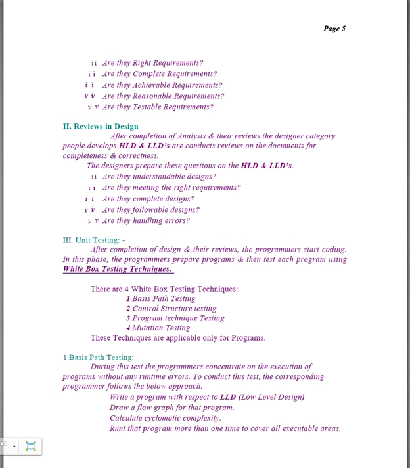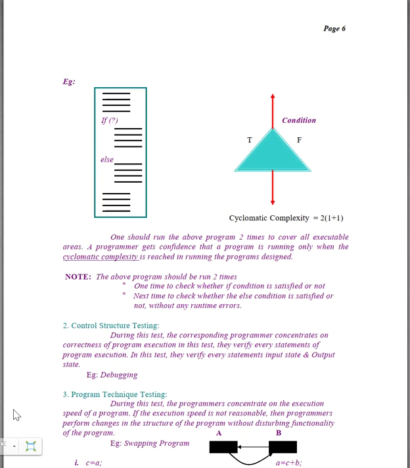There are some approaches that the development team uses for this. You can just go through it. This is a picture representation. Something like cyclomatic complexity is one of the scenarios that most developers face when they do this kind of testing. A programmer gets confidence that the program is running only when the cyclomatic complexity is reached in running the program designed. There will be a true and false condition. If it is true, then do something, and if it is false, then do something else.